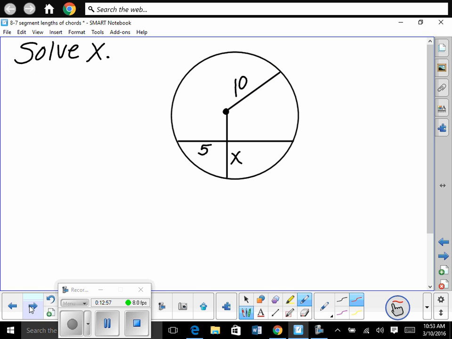4.5. Last few. You're going to be able to finish this in class. Stay with me. So solve for x. Now, careful.